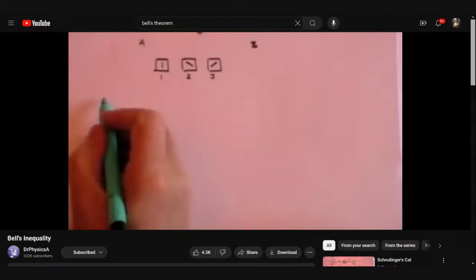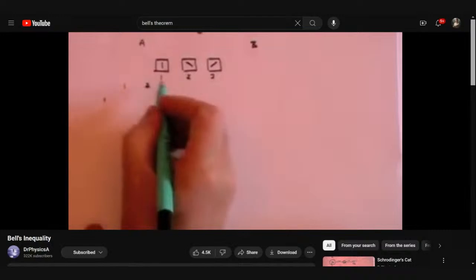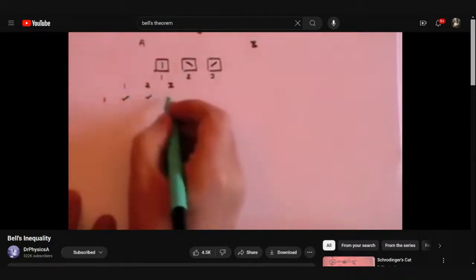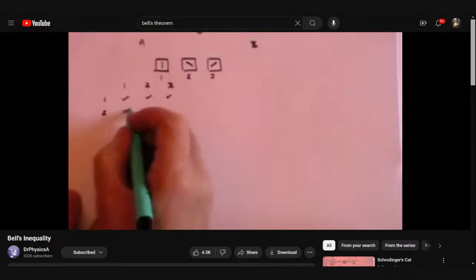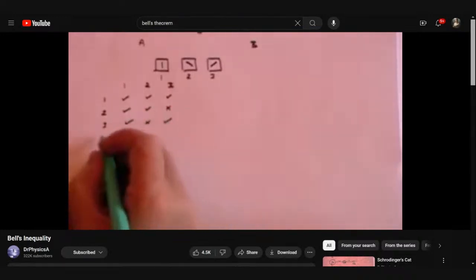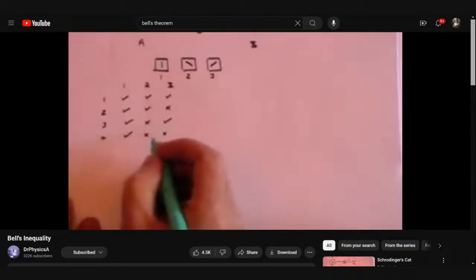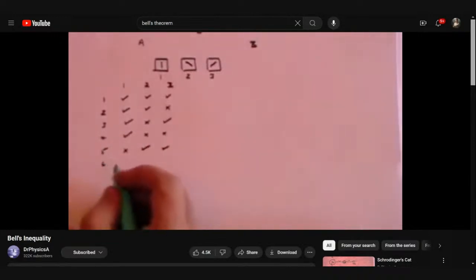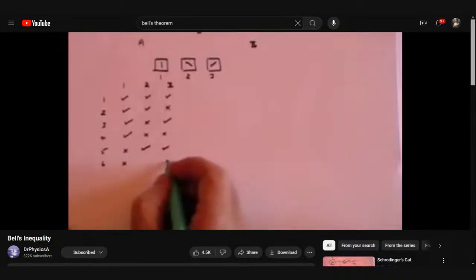We can say that the first combination is, if we take, for example, the 3 polarizers, 1, 2, and 3, the hidden information may say you can go through all 3. The second option is the hidden information says you can go through 1 and 2, but not 3. The third option is you can go through 1 and 3, but not 2. The fourth possibility is you can go through 1, but not 2 or 3. The fifth possibility is you can't go through 1, but you can go through 2 and 3. The sixth possibility is that you can't go through 1 or 3, but you can go through 2.